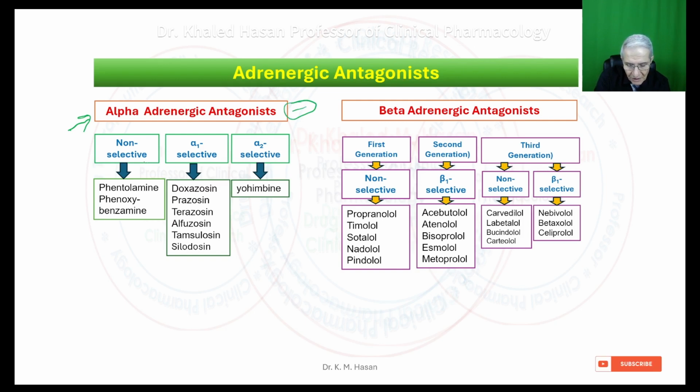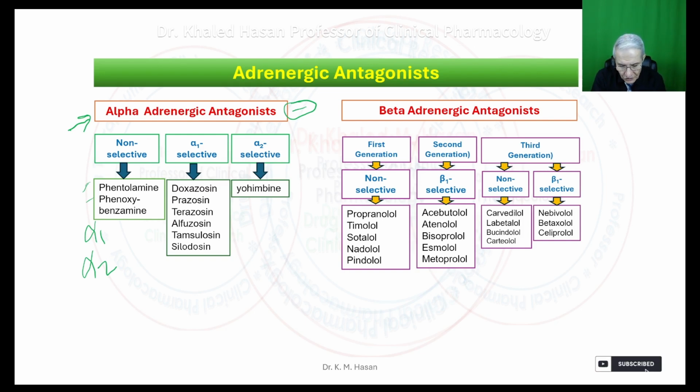First we have non-selective alpha blockers: phentolamine and phenoxybenzamine. These are medications belonging to the alpha blockers that block alpha non-selectively, blocking alpha 1 and alpha 2. We have phentolamine and phenoxybenzamine.